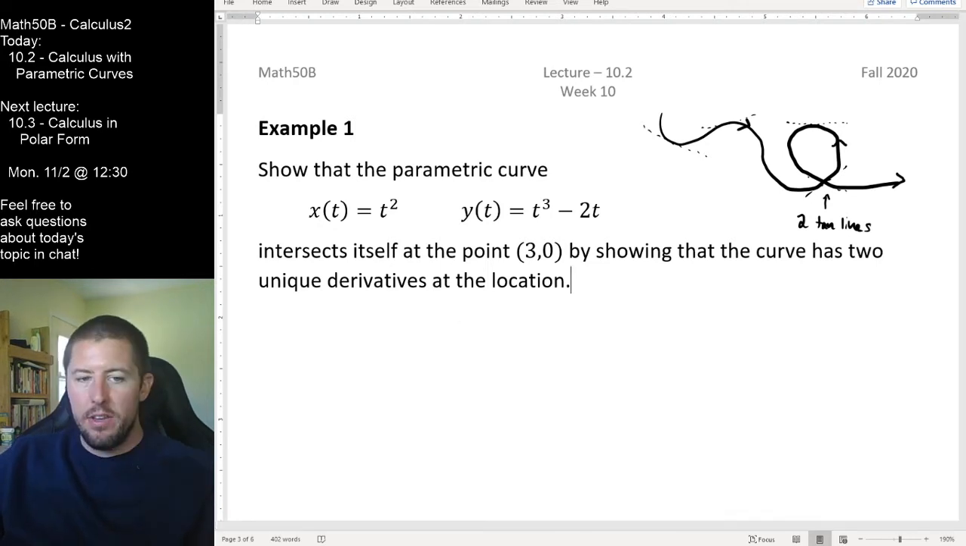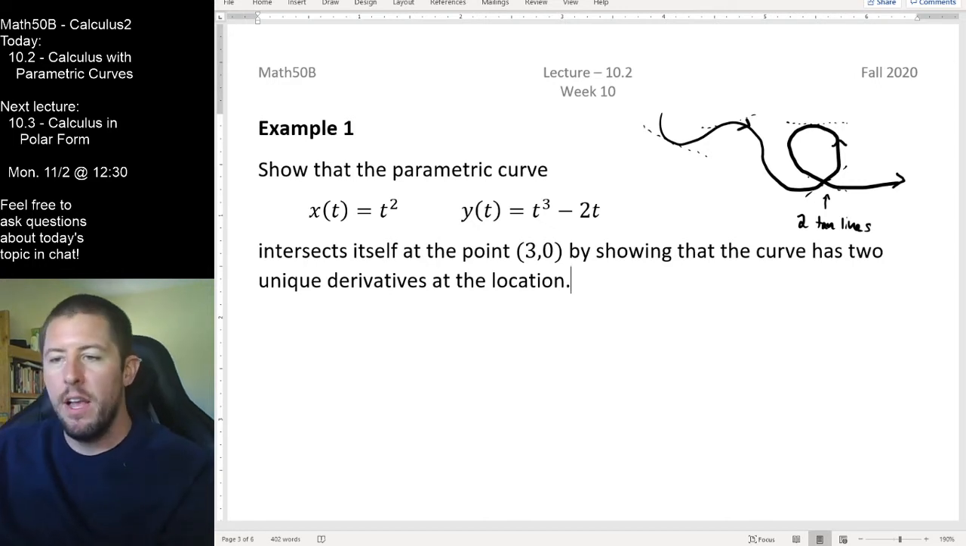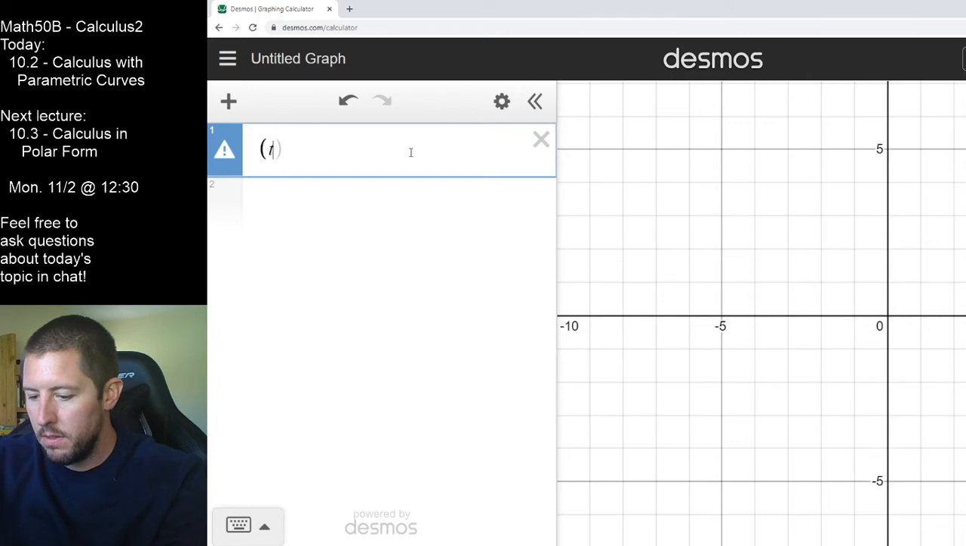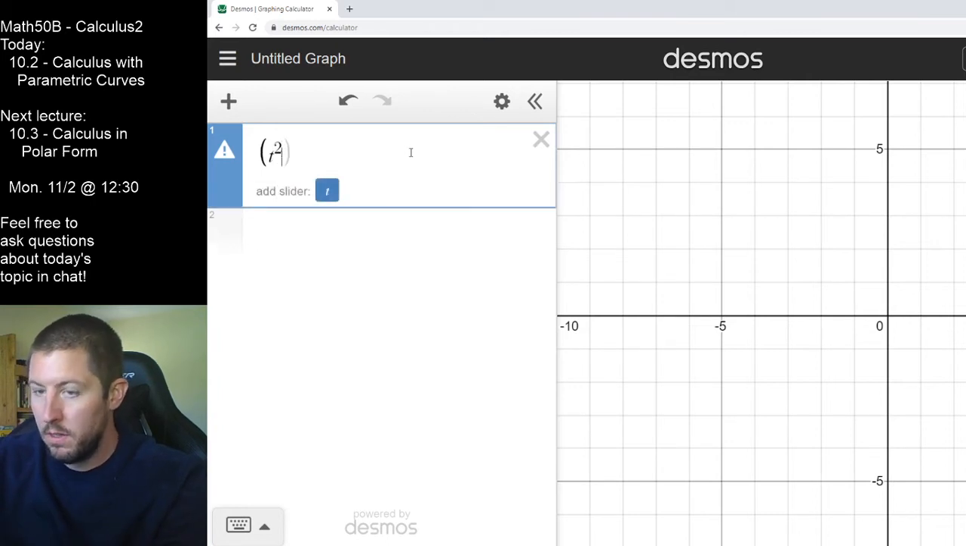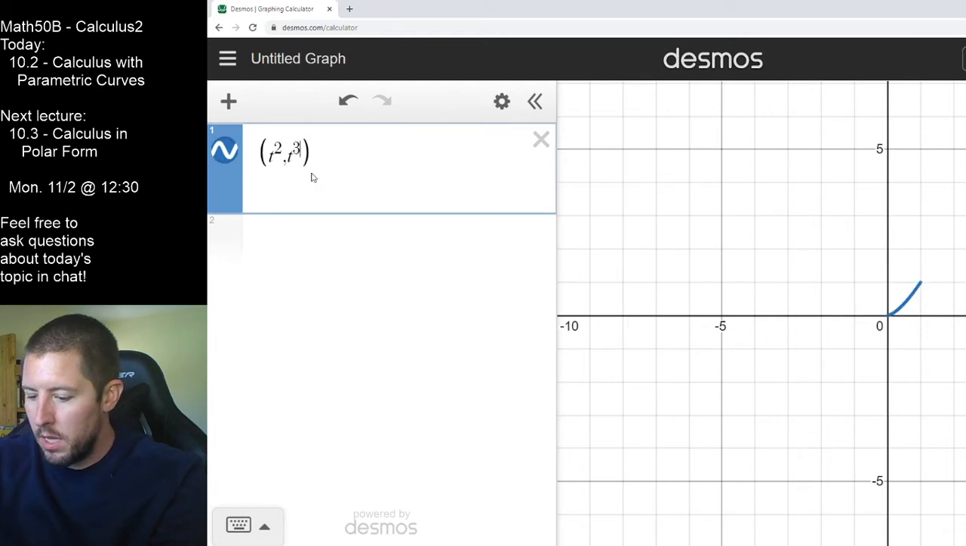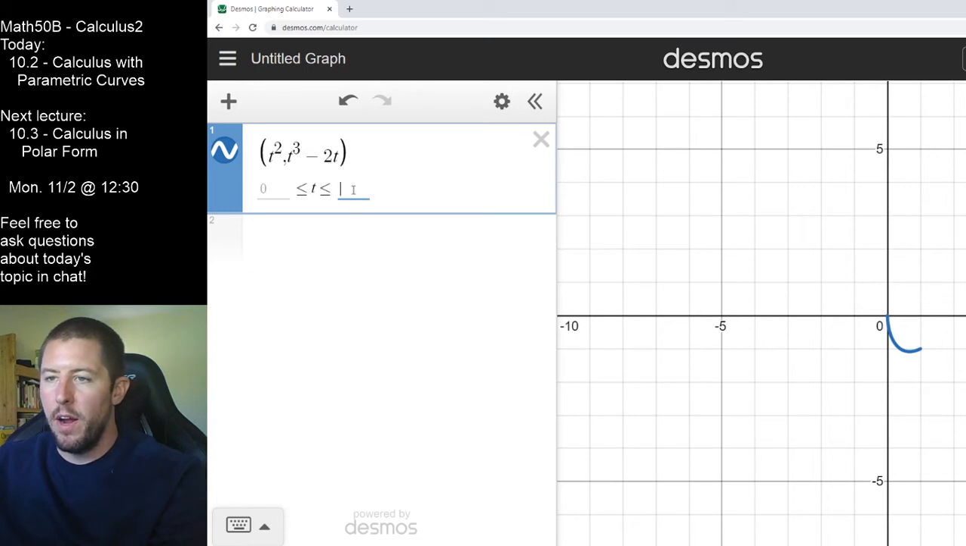As I shouted at you guys last class, every parametric situation you are ever in, you should graph first to make sure that you have the appropriate visual intuition. Graphing these by hand is hard, and we're not confident with the functions we're looking at here, so let's pop over to Desmos. We were looking at the equations t squared, comma, t cubed minus 2t. And it's always going to give me from 0 to 1 as the default bounds.